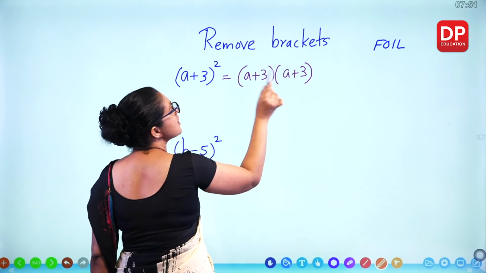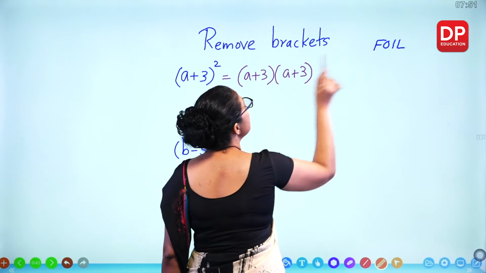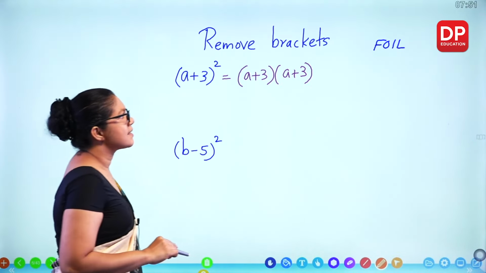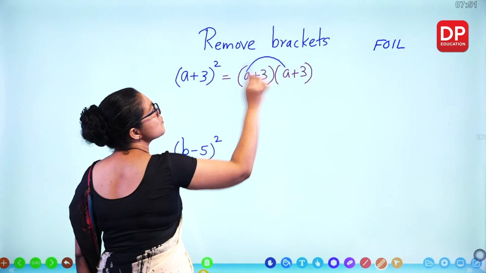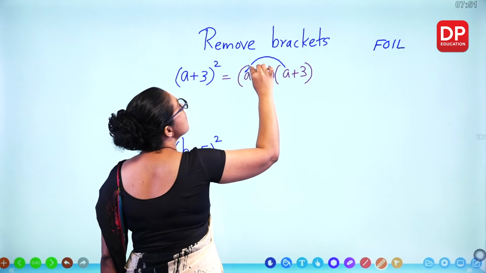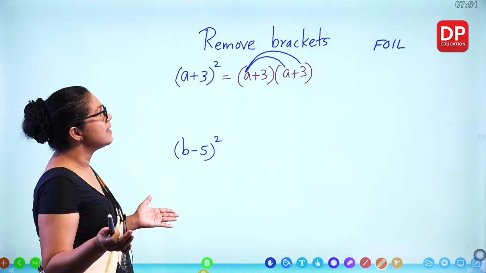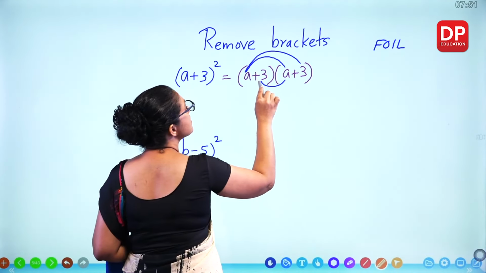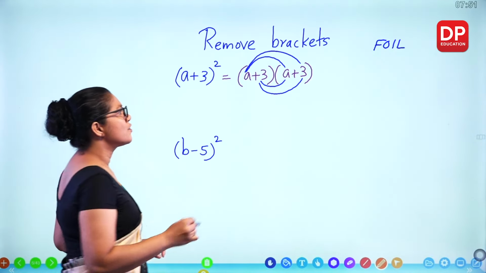First term with first. Outside numbers with outside. Inside numbers with inside. Last number with last. So here, that means first with first, outside numbers, inside with inside, last with last. So that's called rainbow method. So we'll try that.